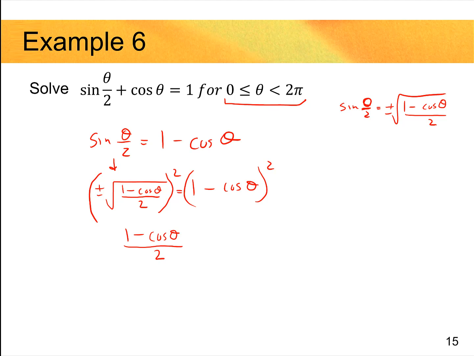And this side's going to be a little bit of a thing to do here. So off to the side again. If you know how to do it the shortcut method, go for it with the shortcut method. I'm going to do FOIL here. So 1 times 1 is 1. 1 times negative cosine is a negative cosine.